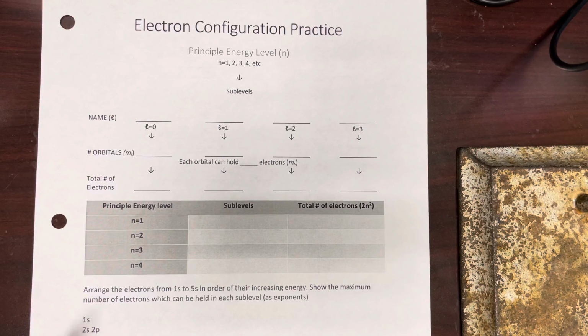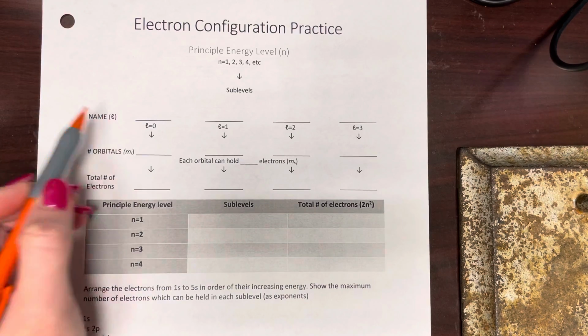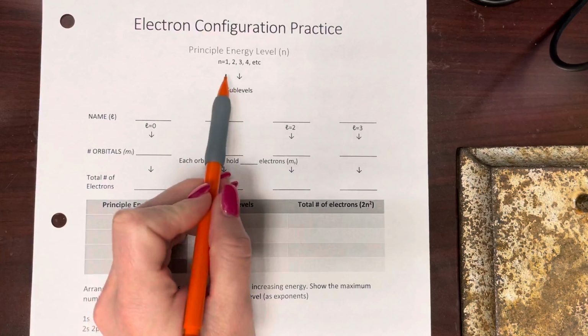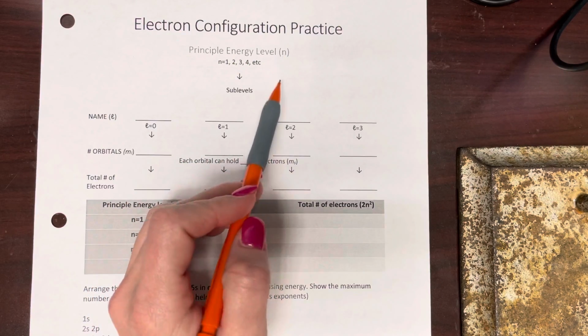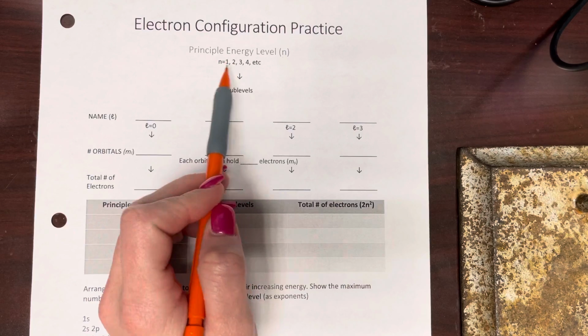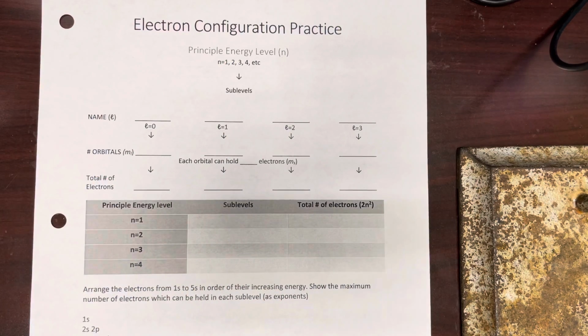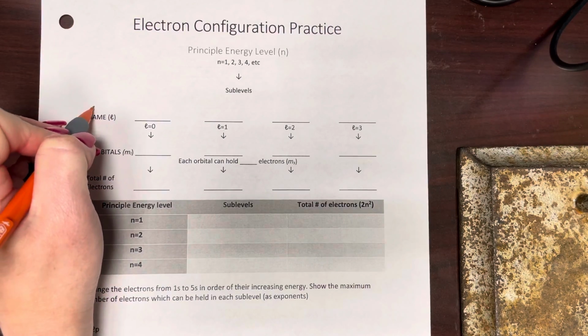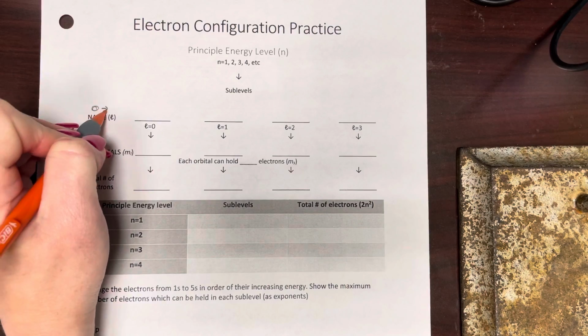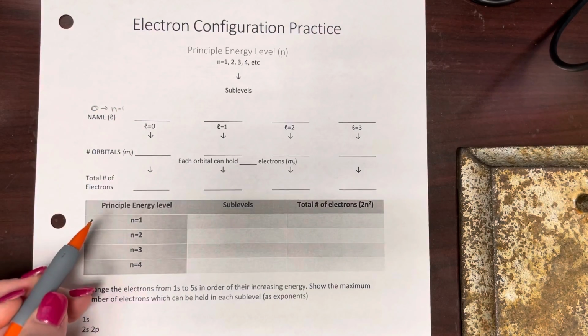Okay, let's practice using some quantum numbers and how they relate to electron configurations. An orbital name corresponds to its L number. We start with our principal energy level n, which is always 1, 2, 3, 4. It's a whole number greater than or equal to 1. Our L values go from 0 to n minus 1.